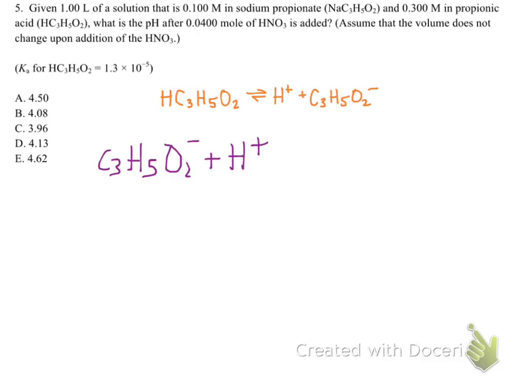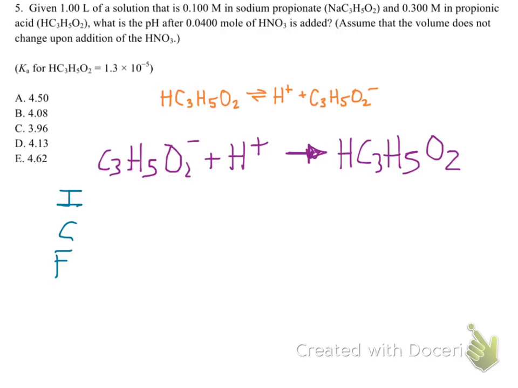Now remember, anytime we add a strong acid or strong base into a solution, it's always going to be a full-headed arrow, because this thing is not messing around. It's going to react all out. And they're going to form the conjugate acid, HC3H5O2. Anytime we do a titration and have a full-headed arrow, when in doubt, we're going to ICF it out. Use an ICF table. Anytime there's a strong acid or strong base added in, ICF is the way to go.